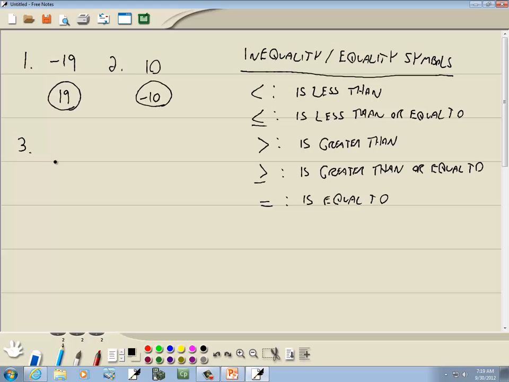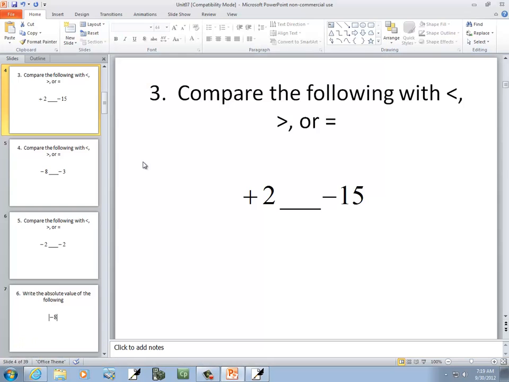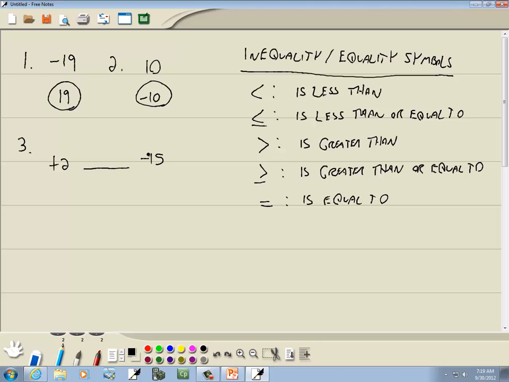So we got positive 2, blank, negative 15. Now if I were to graph these on a number line, clear over here I'd have negative 15, and then somewhere here in the middle I'd have 0, then 1, and 2. So negative 15 is over here, and 2 is over here. Well, the number that's further to the right on our number line, that's the larger number. So 2 is greater than negative 15. So that'd be your answer. And you can think of which one do you have more money with? Or you got $2 in the bank, or you got negative 15. You're overdrawn.